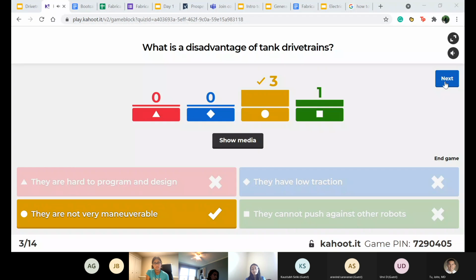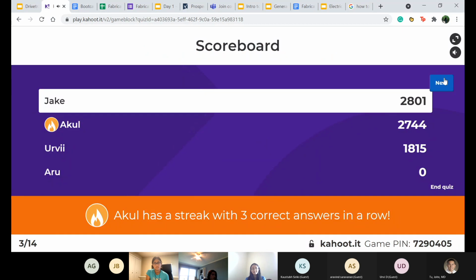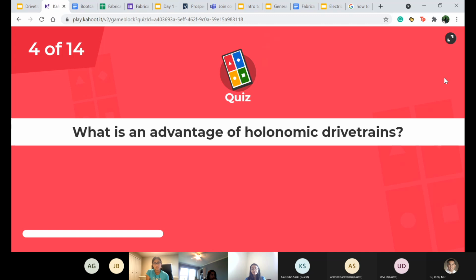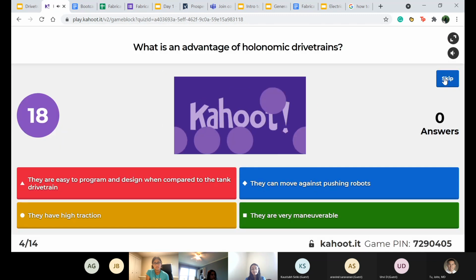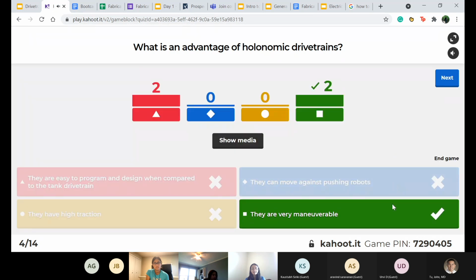Yeah, so tank drives are actually really good at pushing against other robots, but the problem is turning, and scrub and other factors make it less maneuverable than a holonomic drive. Holonomic drivetrains are actually harder to program than a tank drive, but they're more maneuverable, which is a benefit to them.